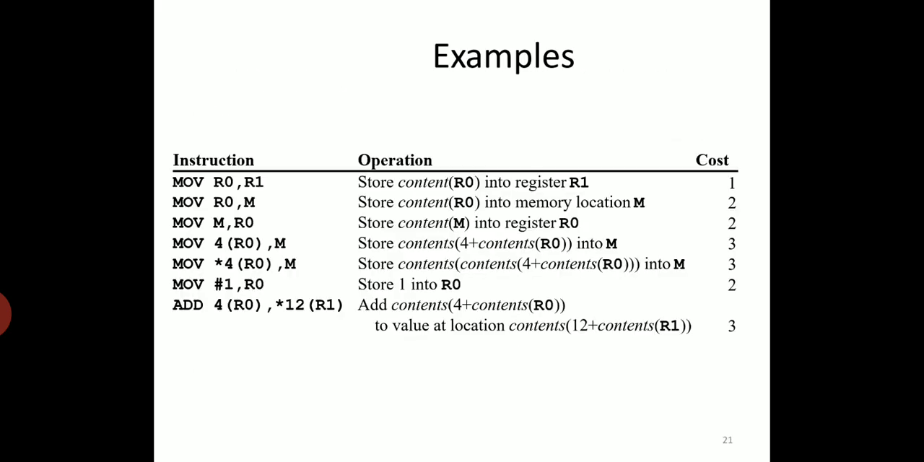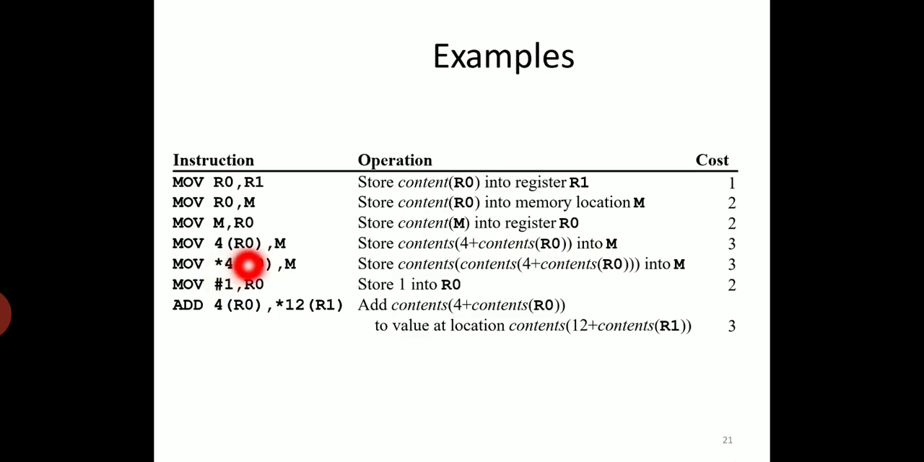When we consider each instruction, move R0, R1, both of them are registers, so only the basic cost is there. So the basic cost is 1, no additional cost, so the total cost is 1. In the case of move R0, M, M is a memory location, so the additional cost will be 1. So the total cost will be the basic cost plus the additional cost, 1 plus 1, 2. Move M, R0. Here also one operand is memory. So basic cost plus additional cost, that is 2.